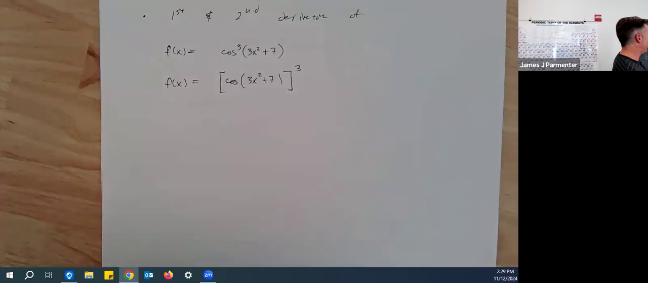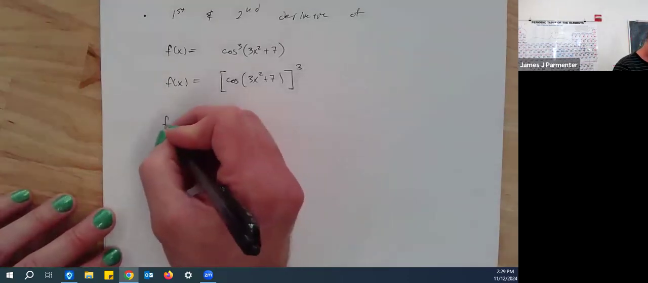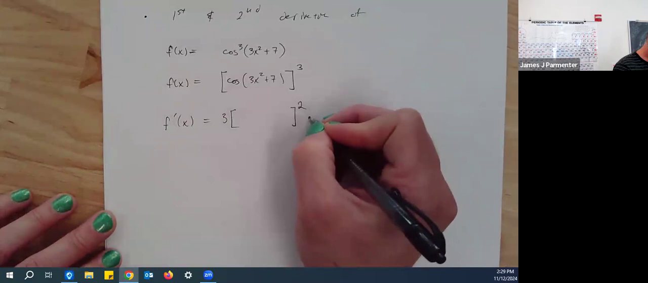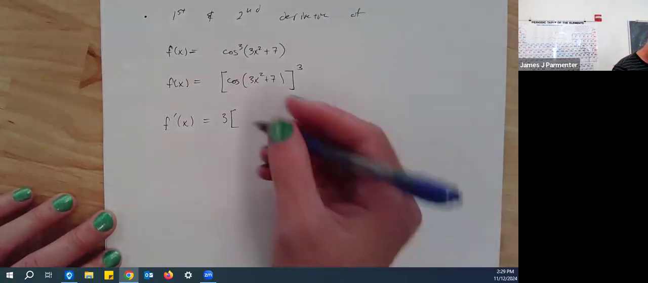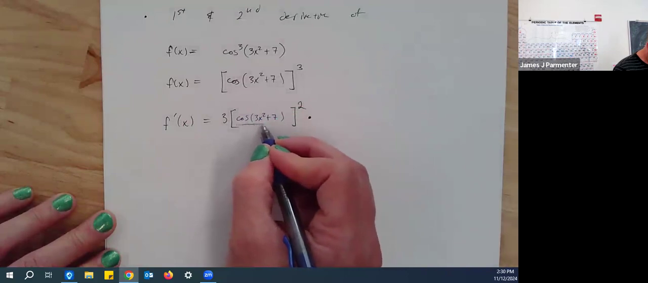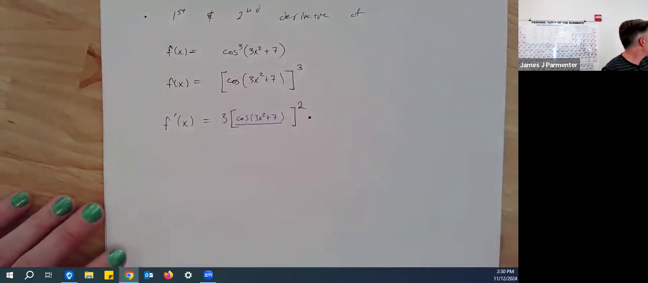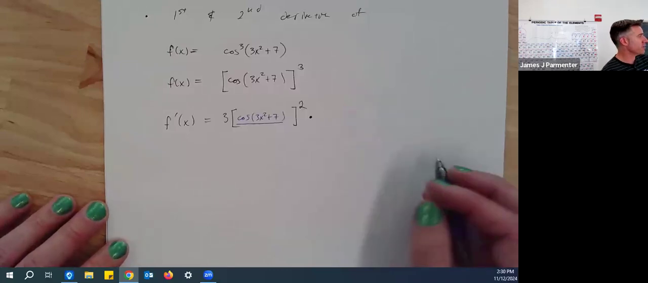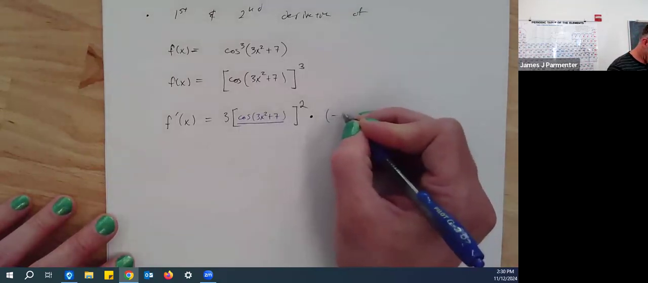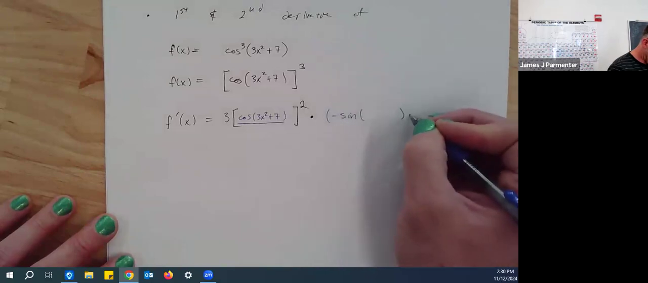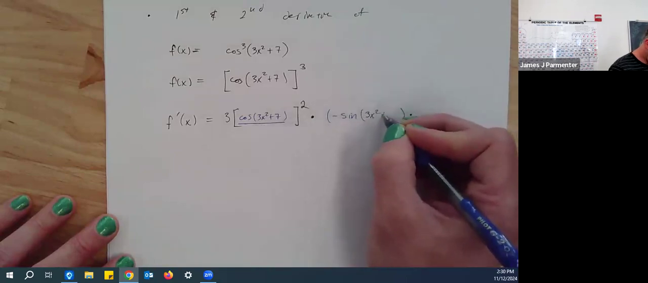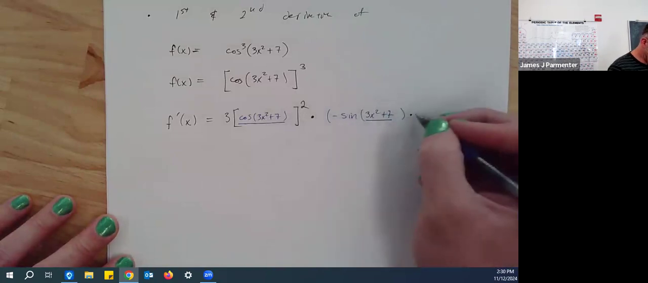Again, it's the usual chain rule stuff, right? I've got some stuff cubed. My derivative is going to be 3 times my stuff squared times the derivative of that stuff. It's going to be 3 times cosine of 3x squared plus 7, and then we have to multiply by the derivative of cosine of 3x squared plus 7. Well, the derivative of cosine of x is negative sine of x. So the derivative of cosine of some new stuff is going to be negative sine of that new stuff times the derivative of that new stuff. That's going to be negative sine of 3x squared plus 7 times the derivative of the 3x squared plus 7, which is 6x.